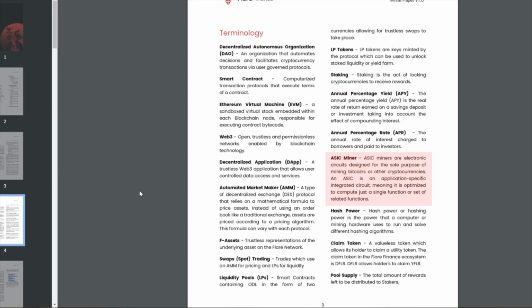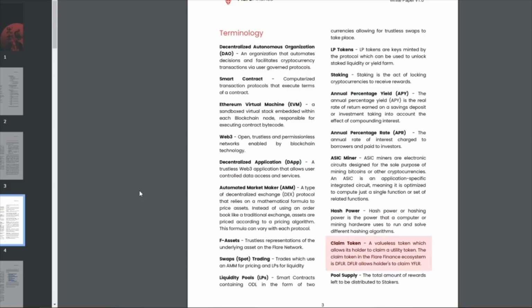ASIC miners. ASIC miners are electric circuits designed for the sole purpose of mining Bitcoin or other cryptocurrencies. An ASIC is an application-specific integrated circuit, meaning it is optimized to compute just a single function or set of related functions. Hash power. Hash power, or hashing power, is the power that a computer or mining hardware uses to run and solve different hashing algorithms.